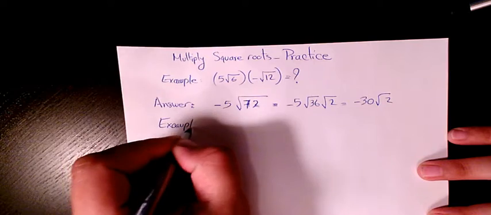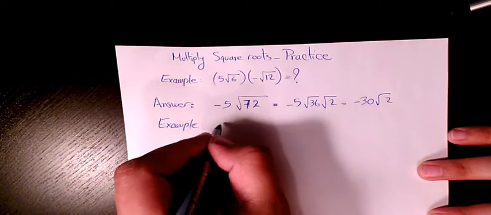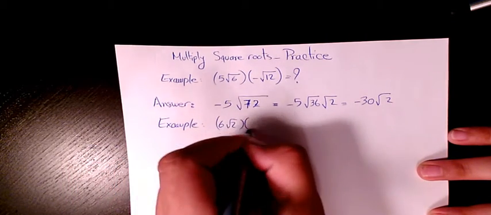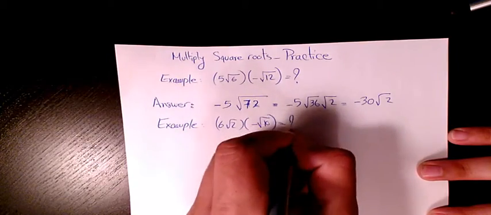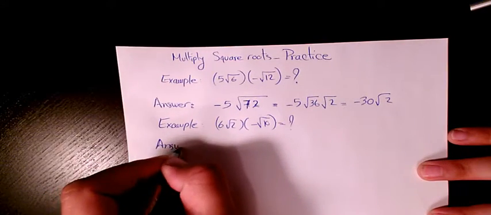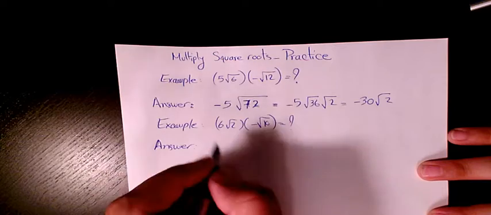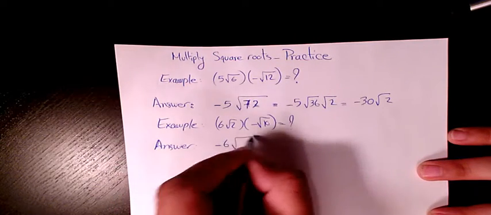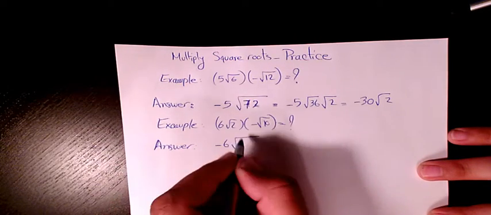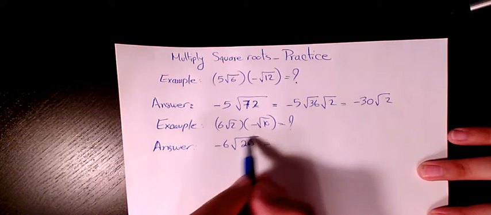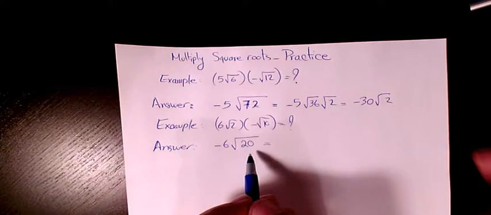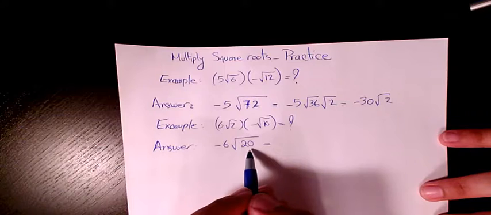Next example, we have 6 root 2 times negative root 10. Answer is 6 times negative 1, which is going to be negative 6. Root 2 times root 10 is going to be root 20. Again, we are looking for a factor of 20 which is a perfect square, and the answer is 4. 4 times 5 is 20.